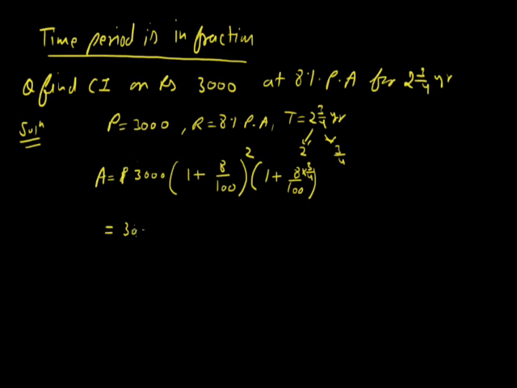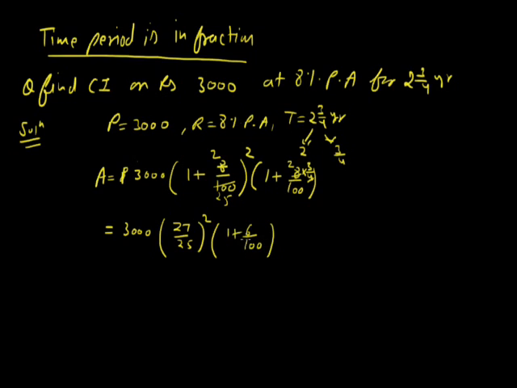So 3000, 8 and 100 are cancelled with 4, 2, that is 25. So it becomes 1 plus 2/25, that is (27/25) square. Now 8 and 4 get cancelled two times. So we are getting 2 into 3, that is 6, 6/100.